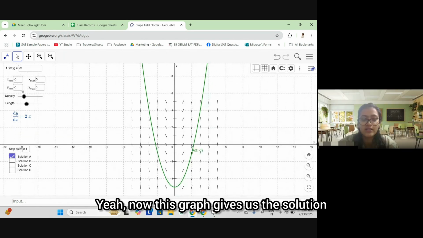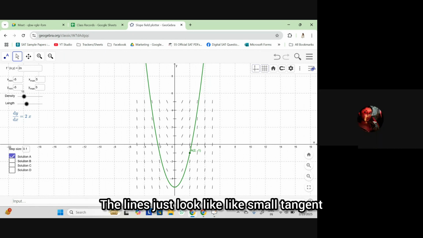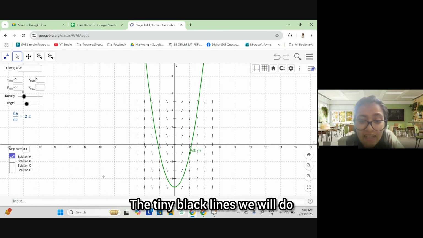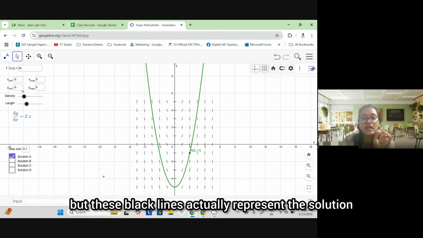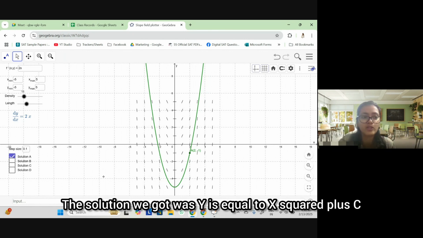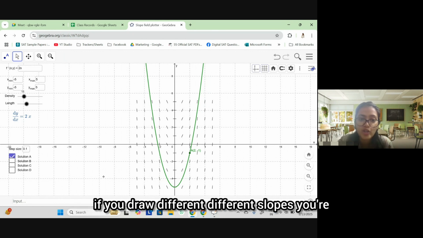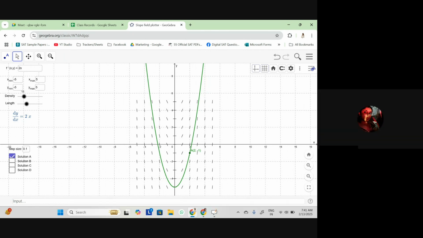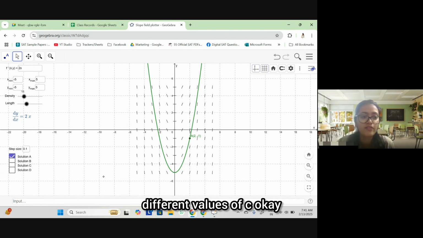Now we got the solution as x squared plus c. This graph gives us the solution x squared plus c for different values of c. The lines look like small tangent lines to the curve. These tiny black lines represent the solution y equals x squared plus c. And what is x squared? A parabola. If you add c, it will keep moving up or down for different values of c.